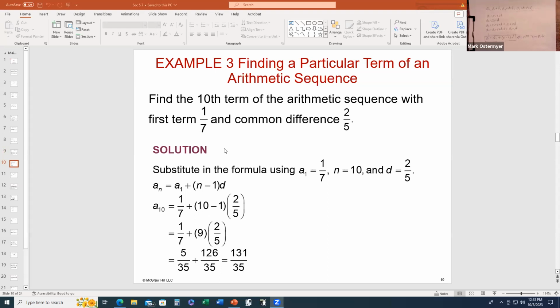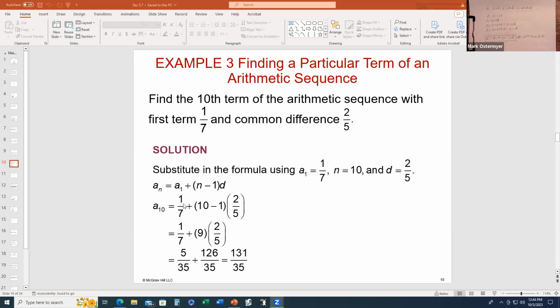All right, now in this example, they want us to find a particular term of an arithmetic sequence. They want us to find the 10th term of an arithmetic sequence, with the first term being 1/7 and the common difference being 2/5. So what do we know? We know the first term, a sub 1, is 1/7. We know that we want to find the 10th term, so n is going to be 10. And we know the common difference is positive 2/5. So to find the 10th term, we again turn our attention to the nth term rule. And in this nth term rule, n is going to become 10 because we want to find the 10th term, denoted as a sub 10.